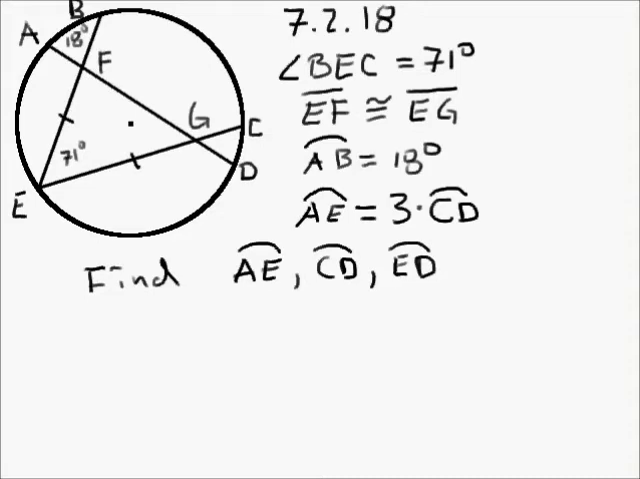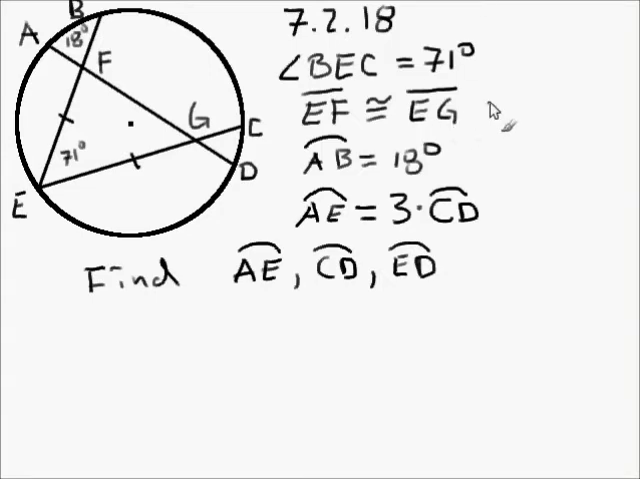Section 7.2, number 18. Now, we're given a similar diagram to the previous problem, except the values we know are different. In this case, angle BEC is 71 degrees. We didn't know its measure last time. We're also told that line segment EF is congruent to line segment EG. Arc AB is 18 degrees, and arc AE is 3 times the length of arc CD. What we need to do, and this will be a long task, is to find the lengths of arc AE, arc CD, and arc ED. Lots of arcs.